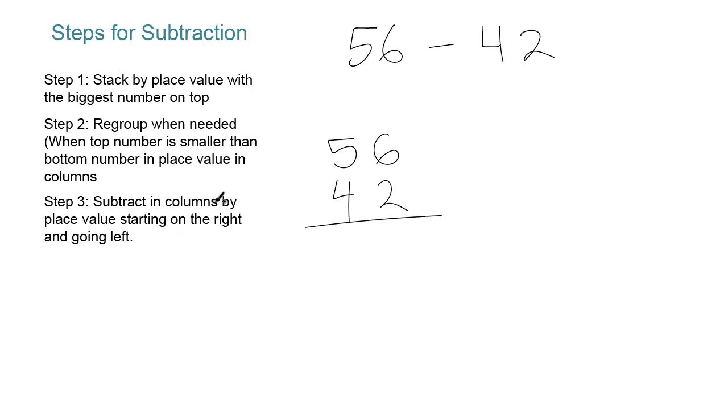Now, subtracting columns by place value starting on the right and going left. So we start with the rightmost column. So in this case, it's the ones column. 6 minus 2 is 4. 5 minus 4 is 1. In this case, we didn't need to do any regrouping because in both cases, 6 is greater than 2 and 5 is greater than 4.